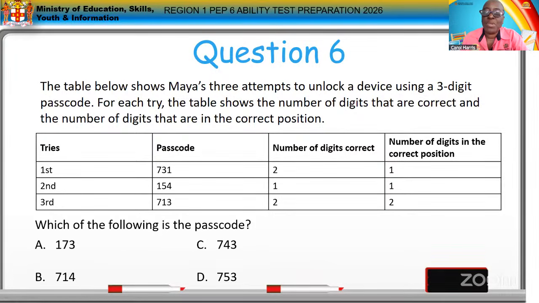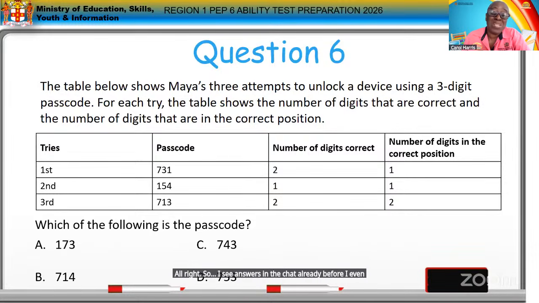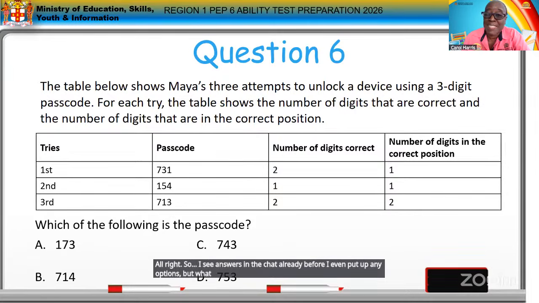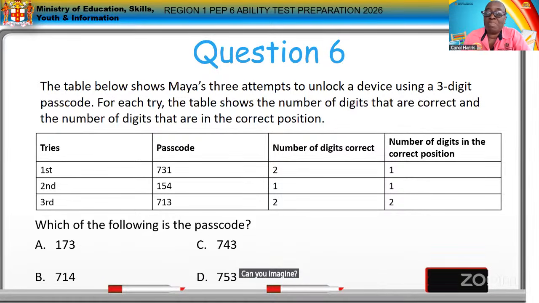All right. So I see answers in the chat already before I even put up any options. But what is not DIS? Can you imagine? Okay, Miss Berry's class, let's hear how you arrived at the 753.